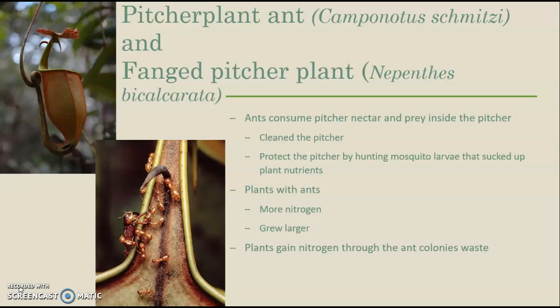However, scientists wondered, how does the plant gain nitrogen through this relationship? They found that the pitcher plant gained its needed nitrogen through the ant colony's waste. They also found that pitcher plants with ants colonizing them have a higher level of nitrogen, and they grew larger.